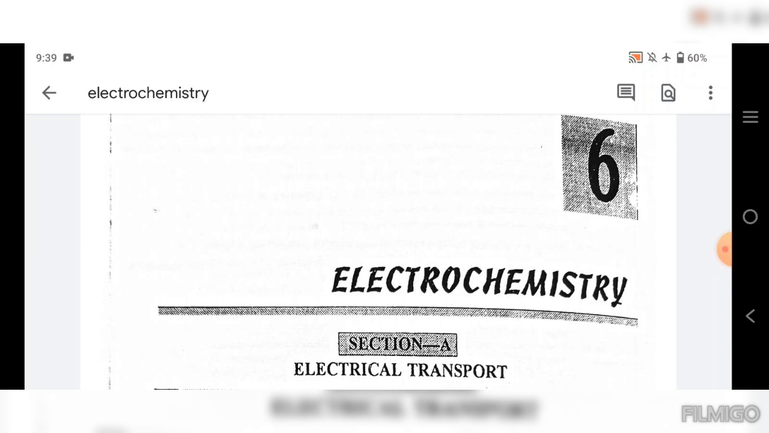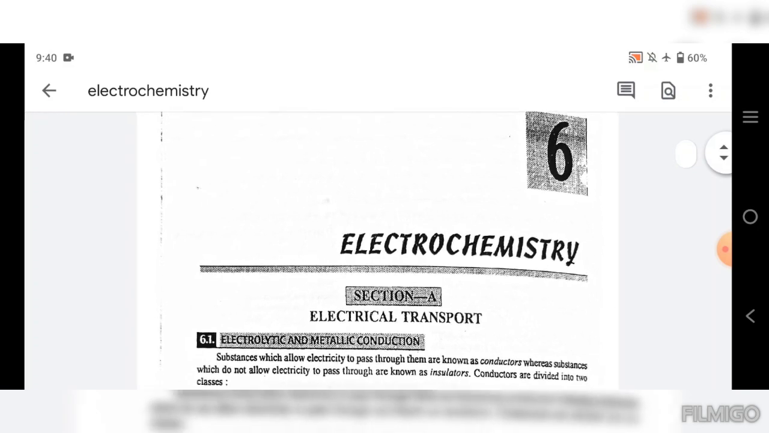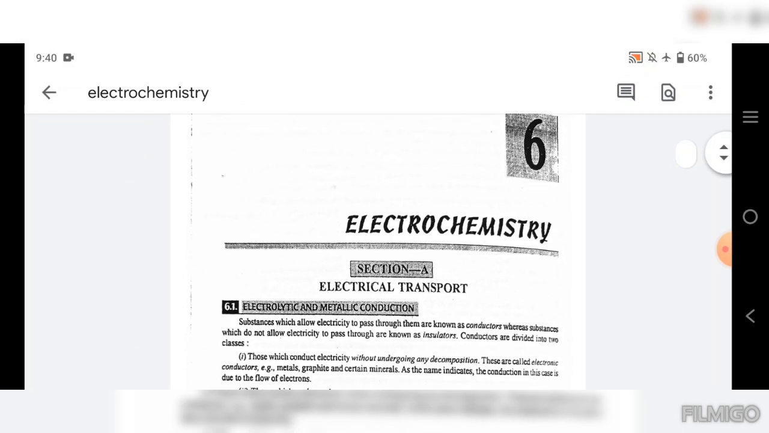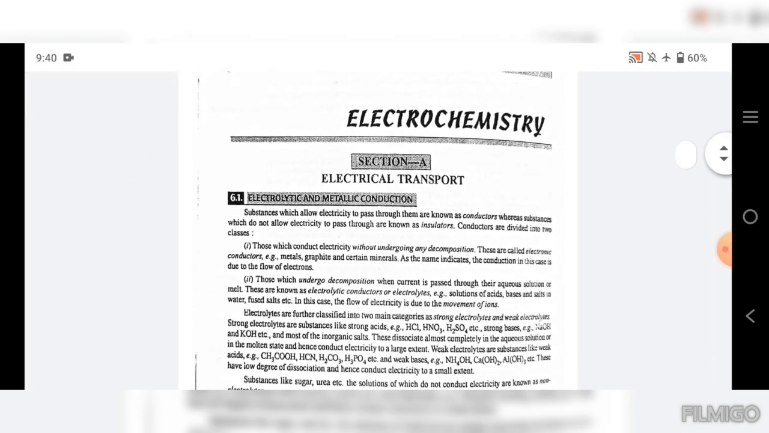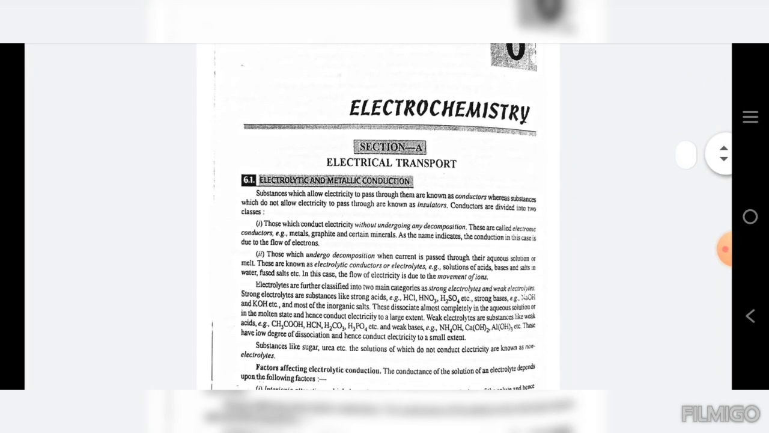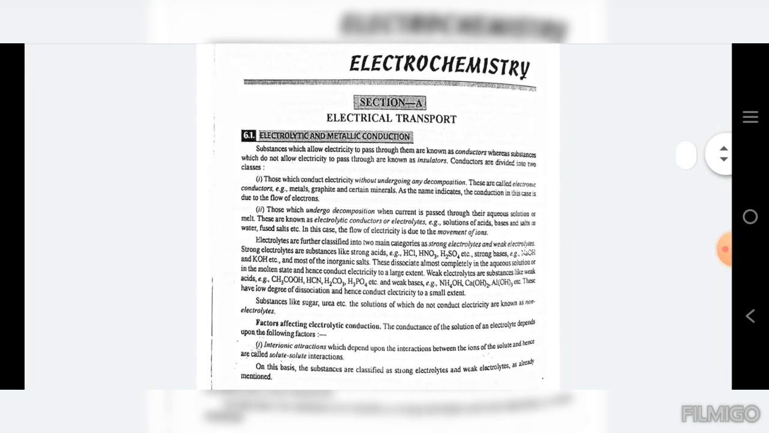Today in this video lecture, we are studying chapter number 6 of electrochemistry. Section A, Electrical Transport, Electrolytic and Metallic Conduction. Substances which allow electricity to pass through them are known as conductors, whereas substances which do not allow electricity to pass through are known as insulators.